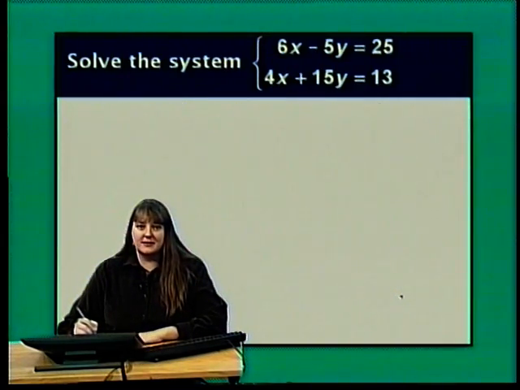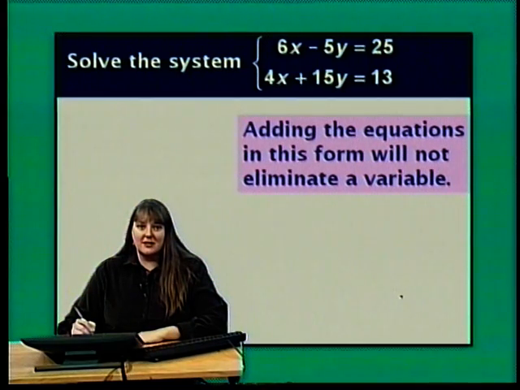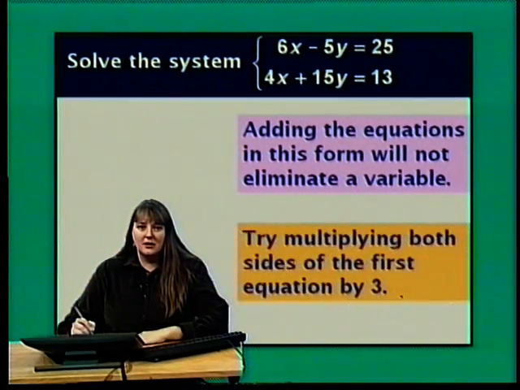Now let's solve the system 6x minus 5y equals 25 and 4x plus 15y equals 13. Well, adding the equations in this form will not eliminate a variable. If we add the left-hand sides together, we get 10x plus 10y. X isn't eliminated and y isn't eliminated. So let's try multiplying both sides of the first equation by 3.